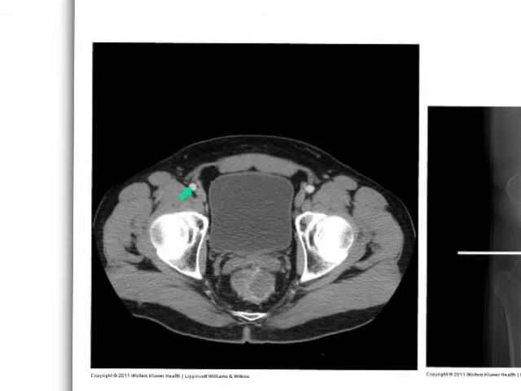Out here with some contrast in it is the right external iliac artery. So right next to it we have the right external iliac vein. Alright, and okay, this here is the rectus abdominal muscle, or rectus abdominis muscle.